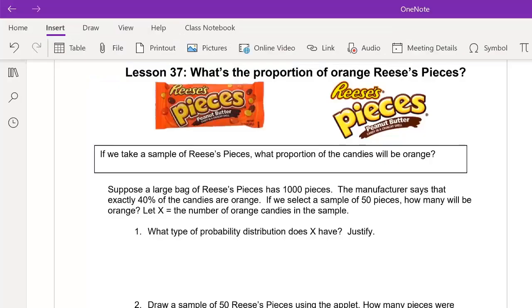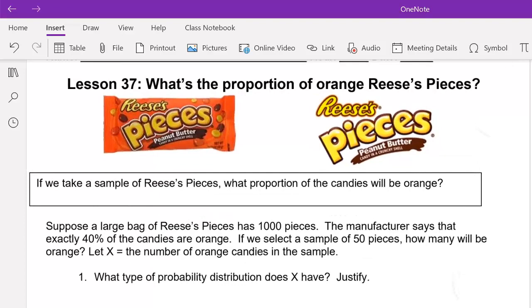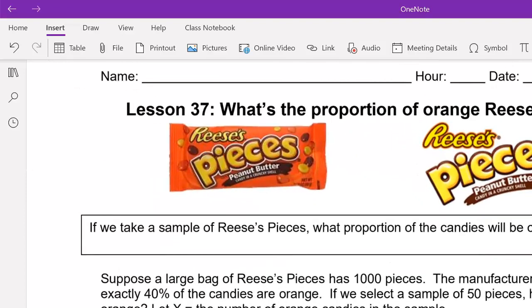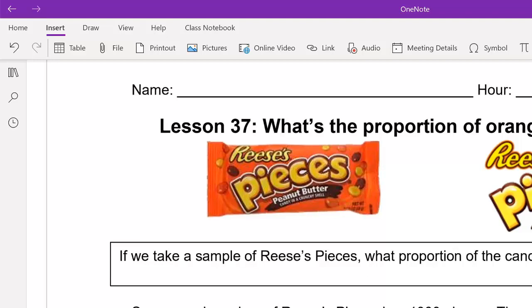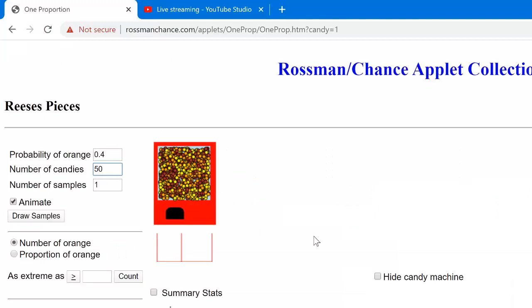Today we're going to go over lesson 37, the proportion of orange Reese's Pieces. There is a website you need to go to, if you can get there, for doing this, and let me show you that right now. It's in the description on Google Classroom.